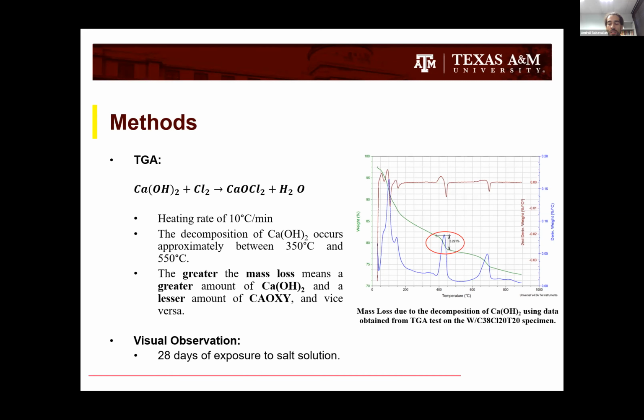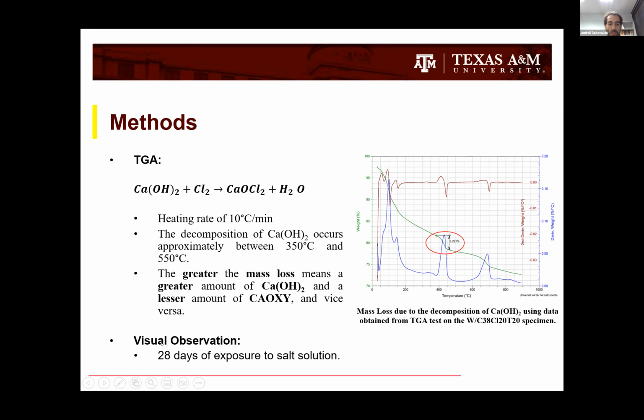So based on the results that we get from the TGA test that you can see in this picture, the decomposition of calcium hydroxide is occurring in this area. So we can get the amount of the mass loss of the samples in this part. And the greater mass loss shows we have more calcium hydroxide in the sample. And more calcium hydroxide tells us that a smaller amount of calcium hydroxide participated in the chemical reaction. So it leads to having less calcium oxychloride.